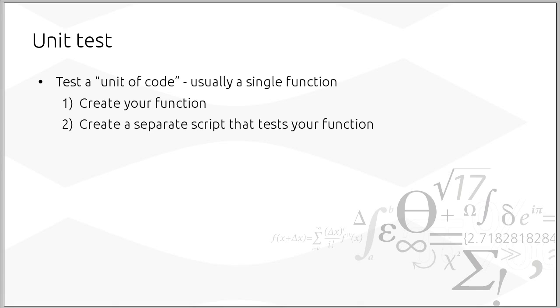Now you can use these assert statements inside your code to check that certain conditions are met as your code runs and to make sure that the program will halt if some condition is not met. Another way that you can use assert statements is to create what's called a unit test. So in a unit test you test a unit of code, which is usually a single function, and the way you would do it is you would create your function and then in a separate script you would create a number of tests that call your function and make sure that the input and output are correct. Now let me show you how you can do that.